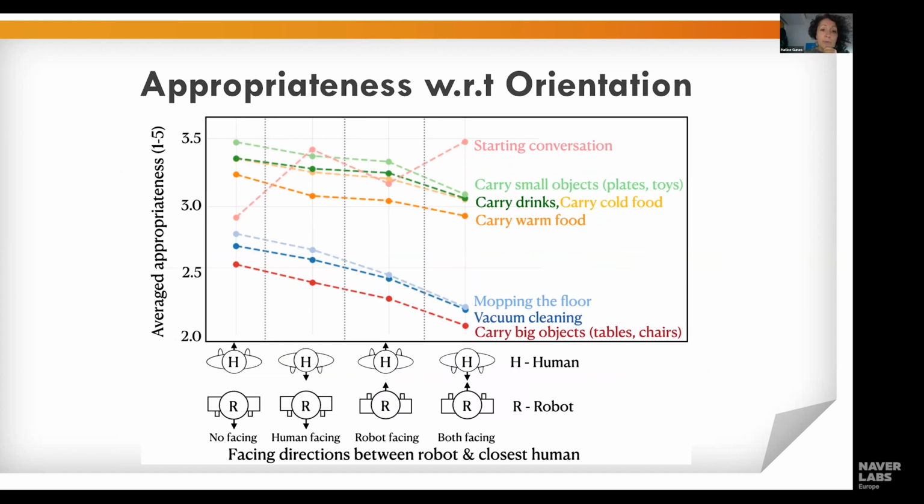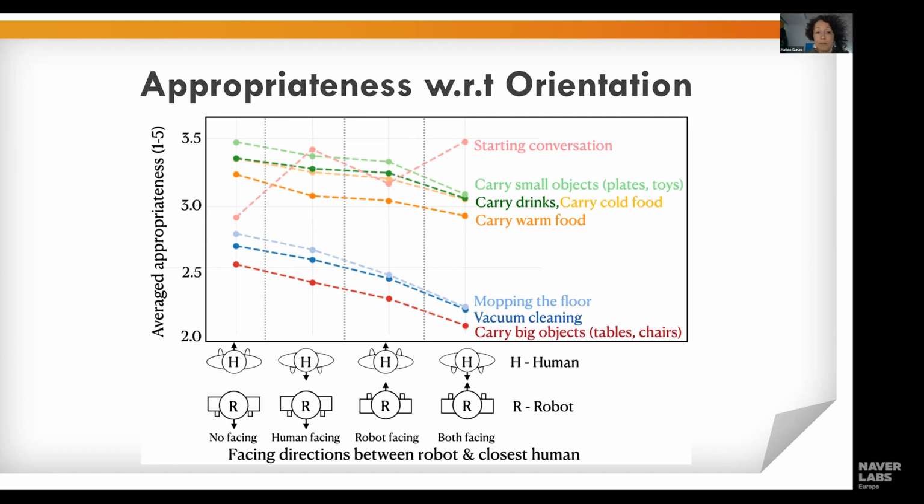Another analysis is appropriateness with respect to orientation. Again, here we see variations, but we also provide underneath the facing directions between robot and closest human. What is interesting is that starting conversation is most appropriate when both human and robot are facing one another. If the human is behind the robot, it is still very appropriate. But if the robot is behind the human, the appropriateness drops. So people do not want the robot to approach from behind and try to start a conversation. Obviously, when they're not facing one another, it's not appropriate.